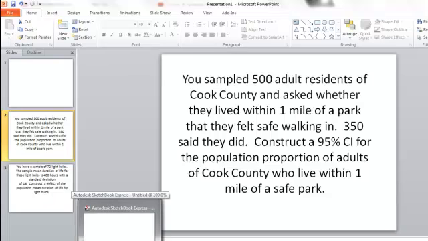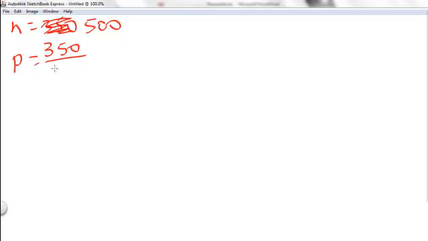Okay, so we know there's 500 adult residents. It's going to be n equals 500. The p is going to be 350 over 500. So here we go. N equals 500. P is the proportion who said, yes, I live within a mile of a safe park, 350 over 500, and that is 0.7.